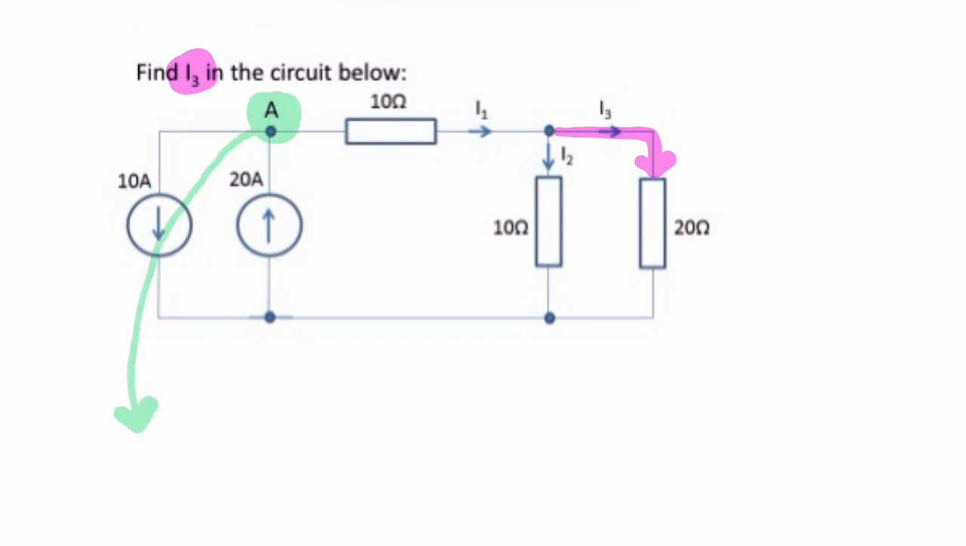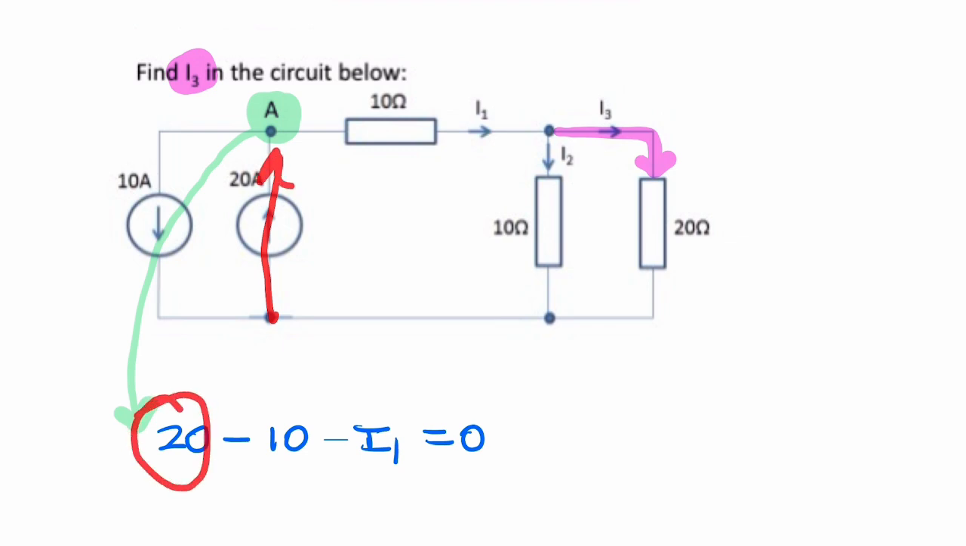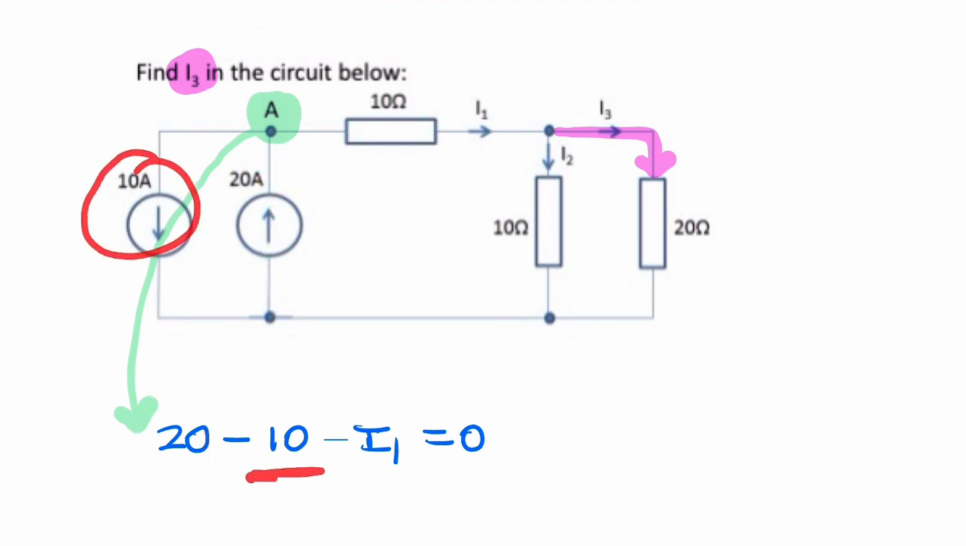you would have 20 minus 10 minus I1 equals 0. So you've got 20 going in, 10 going out, and I1 going out, and the sum must be 0. So we can rearrange that to find I1 equals 10 amperes. So that's the first thing we found. I1 equals 10.